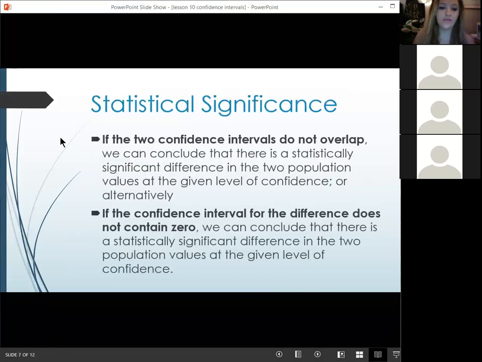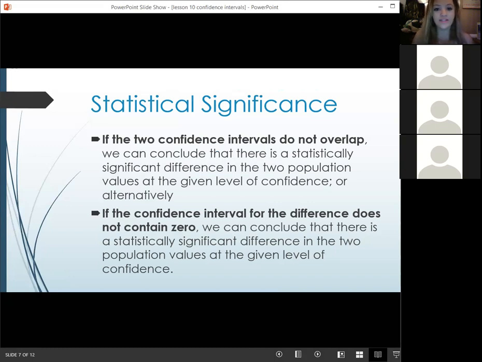And so, okay, then we have statistical significance, which is basically talking about whether our confidence interval is significant or not. We've been talking before about whether something is significant based on the p-value, but here we're talking about how our confidence intervals overlap or don't overlap. For our first one, if two confidence intervals do not overlap, then we can say there's a statistically significant difference in the two populations.